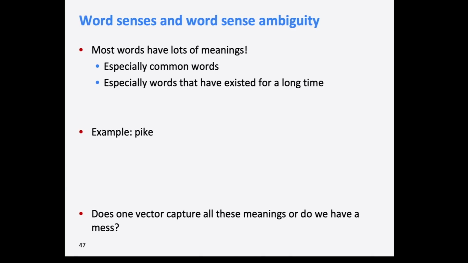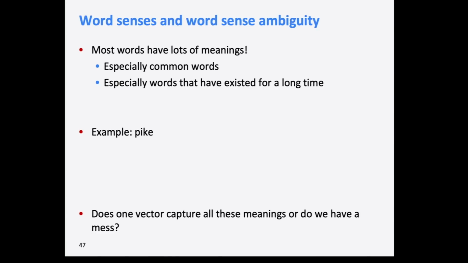It's not true of new, very technical words. Carcinoma, I think, only has one meaning. But if you think of any relatively common word and start scratching your head for a moment, you'll find it has lots of meanings. Maybe this isn't even such a common word, but my random word here is pike. Pike has lots of meanings. It's a kind of fish.